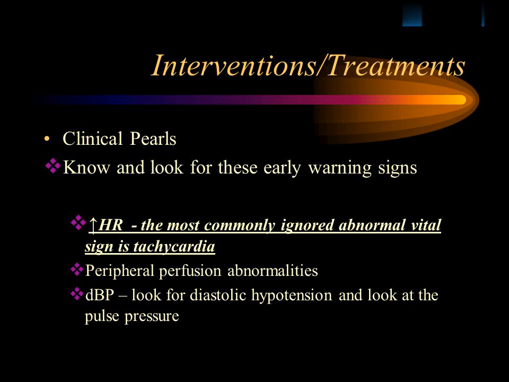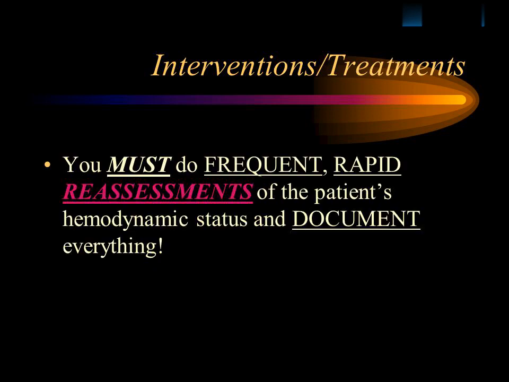Clinical pearls. Know and look for these early warning signs. HR, the most commonly ignored abnormal vital sign is tachycardia. Peripheral perfusion abnormalities. DBP, look for diastolic hypotension and look at the pulse pressure. Interventions/treatments. You must do frequent, rapid reassessments of the patient's hemodynamic status and document everything.